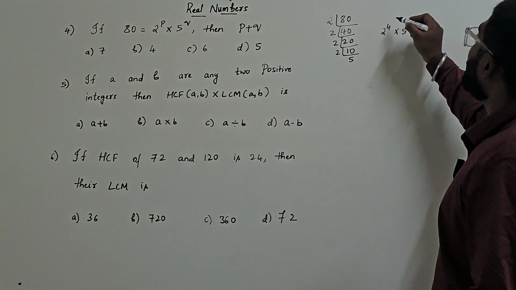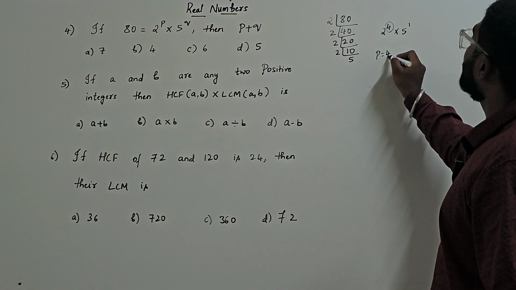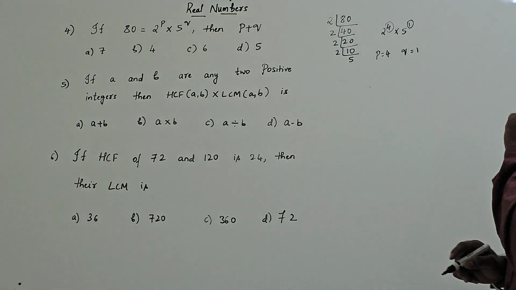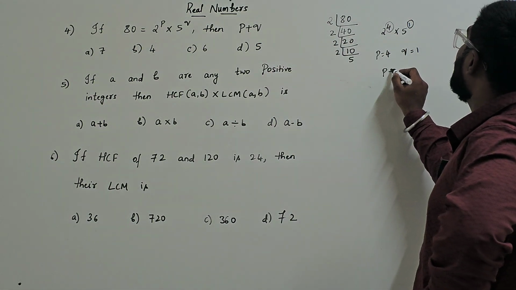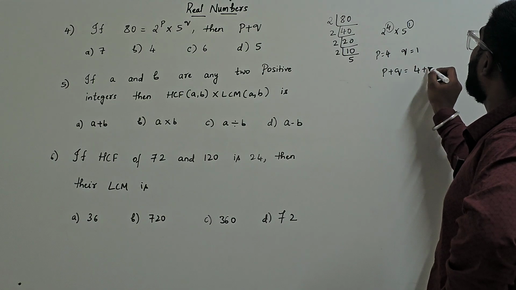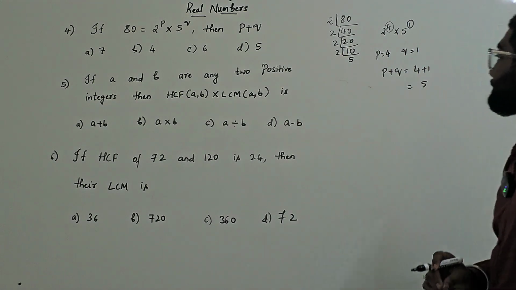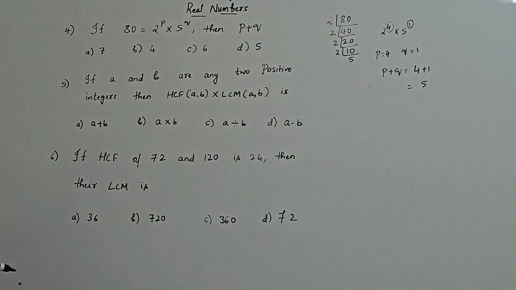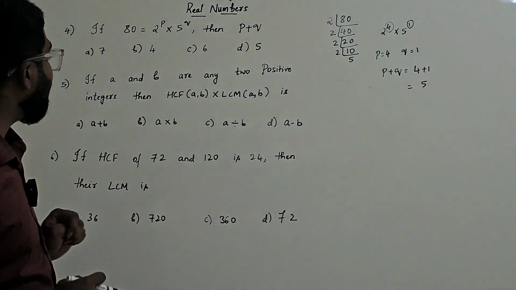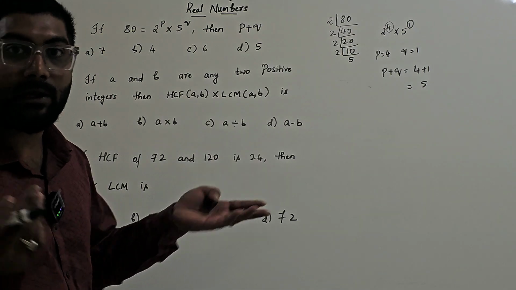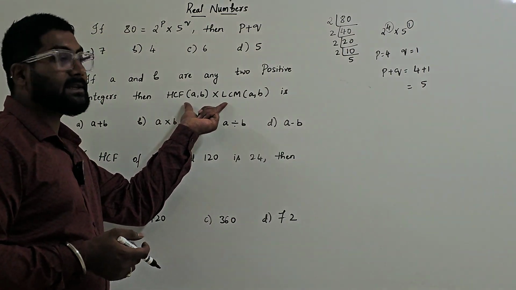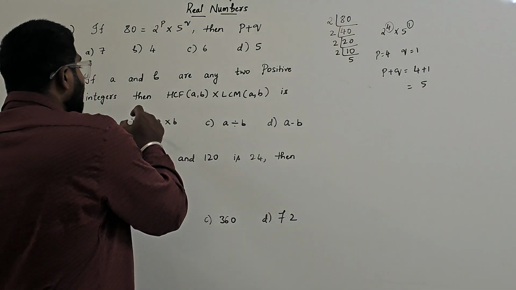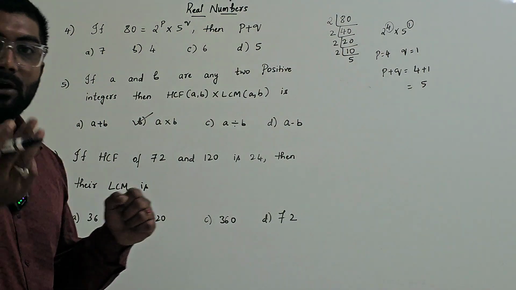See, what is p here? p is equal to 4 and q is equal to 1. Now they are asking p plus q. p plus q will be equal to 4 plus 1, which is equal to 5. Done? Next, if A and B are any two positive integers, then HCF of A, B and LCM of A, B is. See, this is the formula, you already know that. The product of HCF of A, B and LCM of A, B will be A into B. It is a very basic formula, you all know.